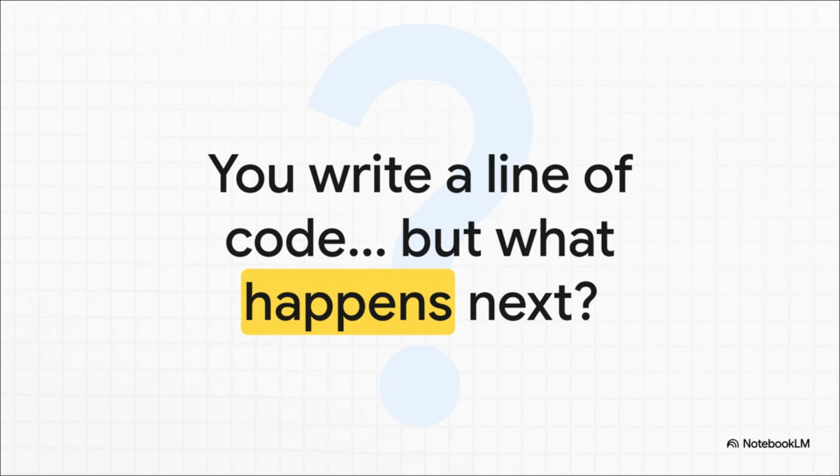I mean, really think about it. You write a variable, maybe a function. It kind of looks like English, right? But your computer? It only speaks in ones and zeros. So how in the world does that translation happen? That's the big question we're going to answer right now.